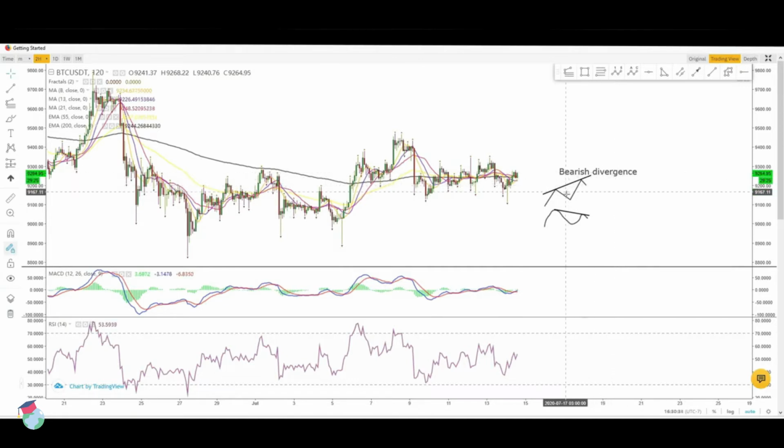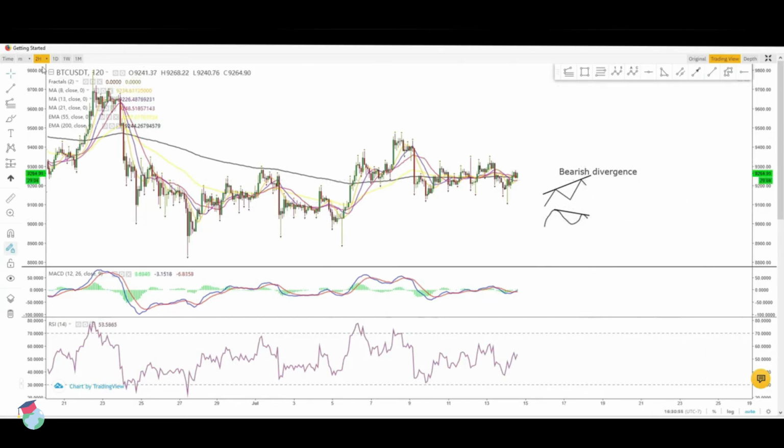So the highs on price action and also the highs on RSI. So bearish divergence, we will have a higher high. So we'll have our high, higher high on price action. And then on the RSI, we'll have our high and a lower high on the RSI. So price action, higher high, RSI, lower high.